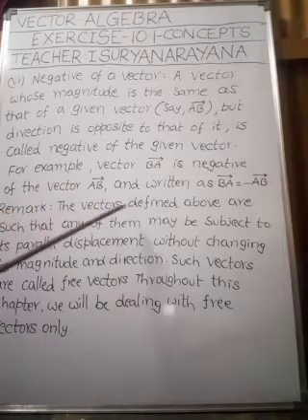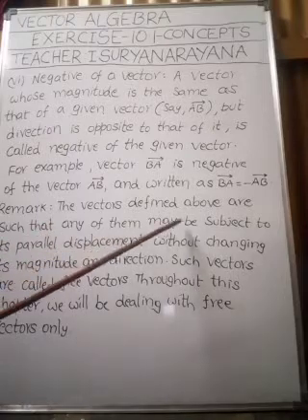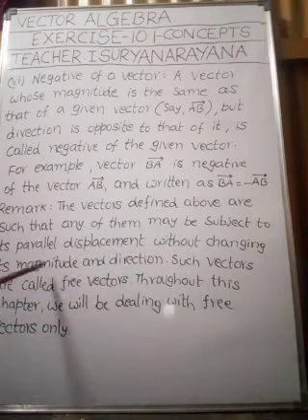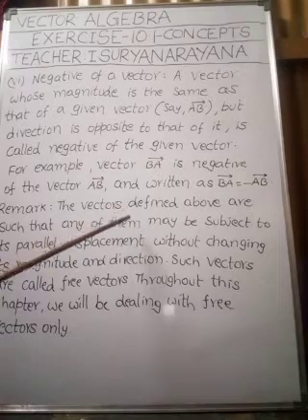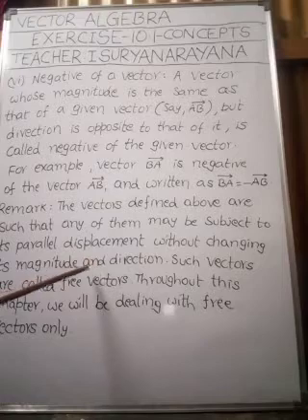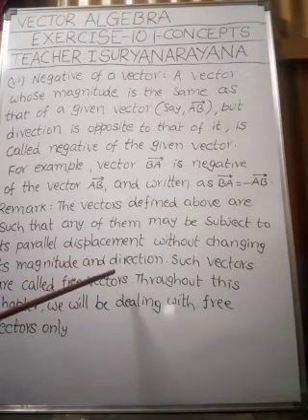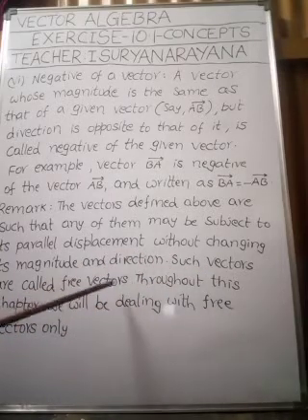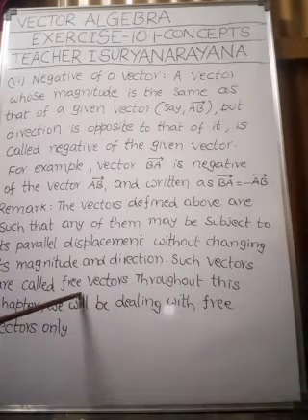Remark: the vectors defined above are such that any of them may be subject to its parallel displacement without changing its magnitude and direction. Here we can take any vector in any direction without changing its direction and magnitude. We can displace them, we can change their positions. Parallel displacement. Such vectors are called free vectors. Understood this point, what is meant by free vectors.